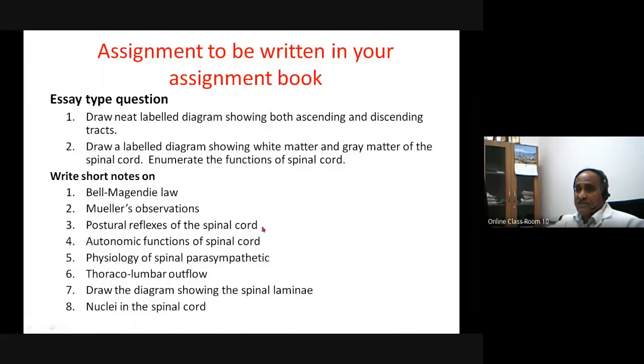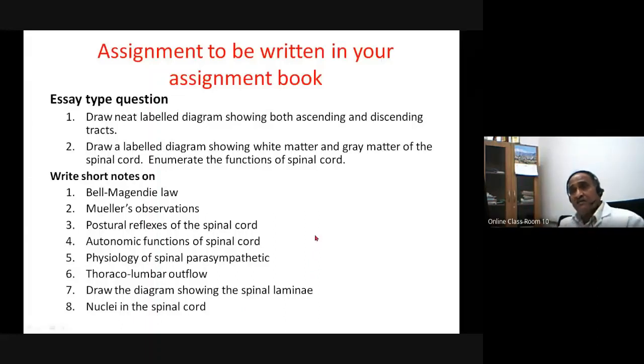The postural reflexes of the spinal cord I mentioned. The autonomic functions of the spinal cord, that means thoracolumbar outflow. Sometimes they will give a short note on thoracolumbar outflow. Physiology of the spinal parasympathetic, that means the sacral parasympathetic, so that means erection, bowel, and bladder control. Then draw a diagram showing the spinal laminae. Try to make the diagram, and draw a diagram showing the nuclei of the spinal cord.